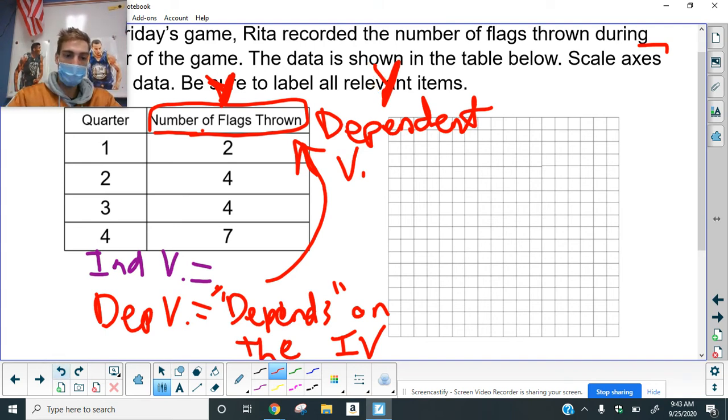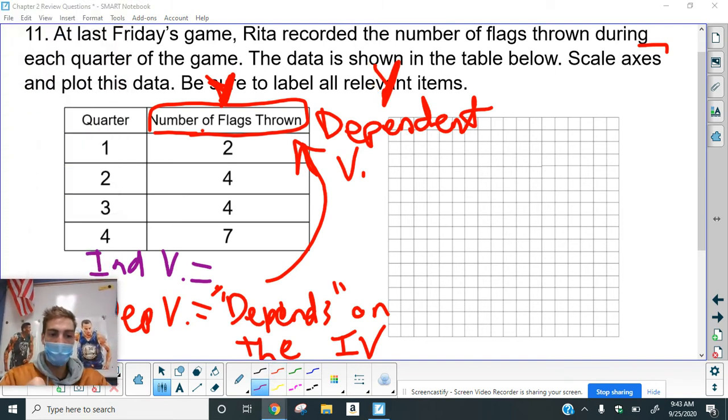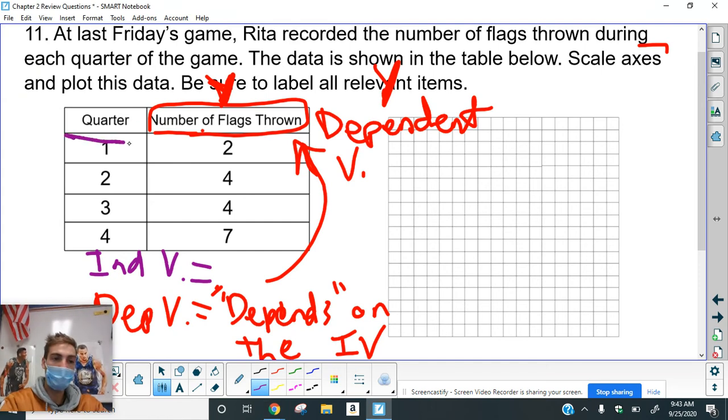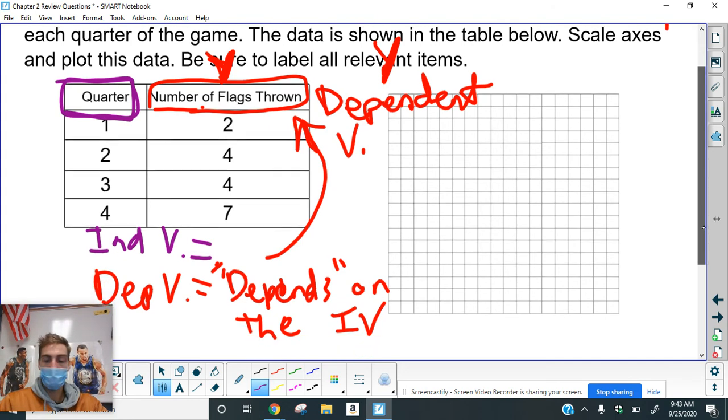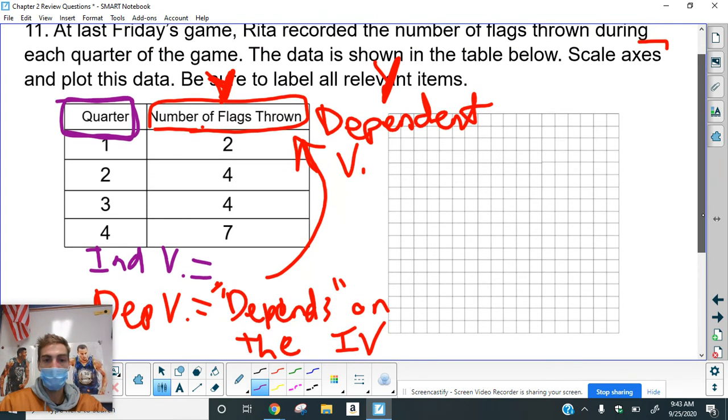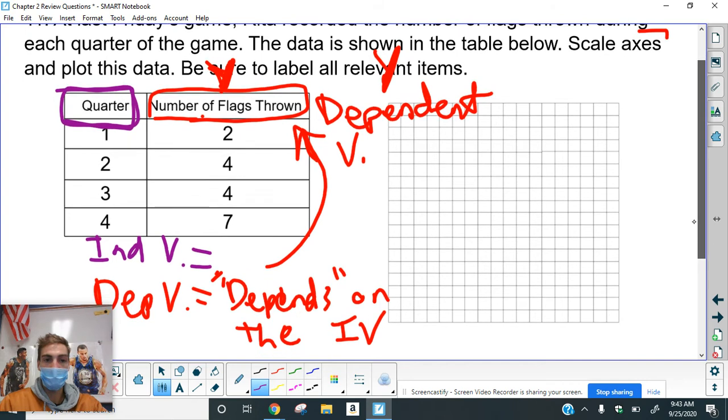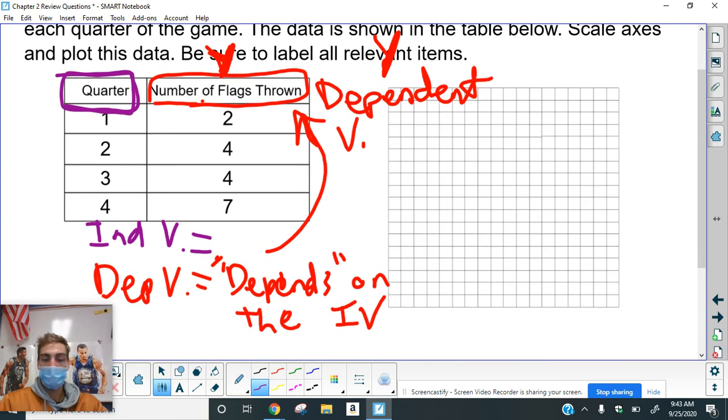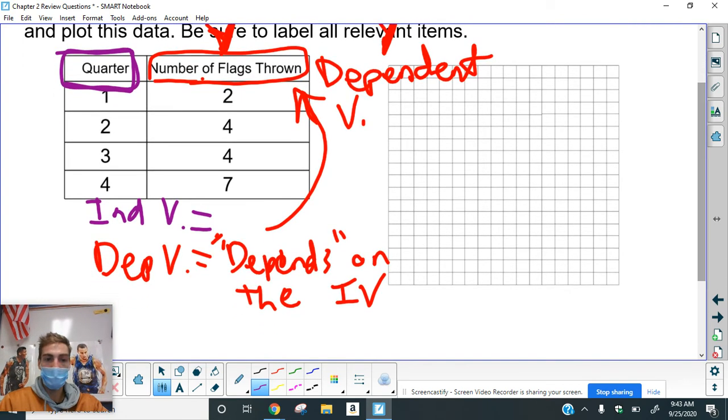And then I'm looking at what my independent variable is, or my x. That's going to be my quarter. That's typically going to be like your time. So you're going to see like how time would affect temperature, how time would affect the number of flakes thrown, or how time would affect the number of points you score. So a lot of times time will be down here.